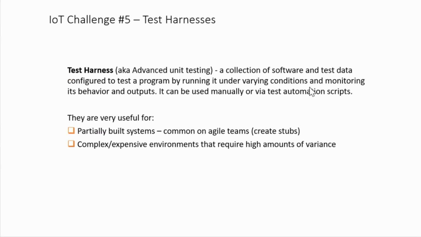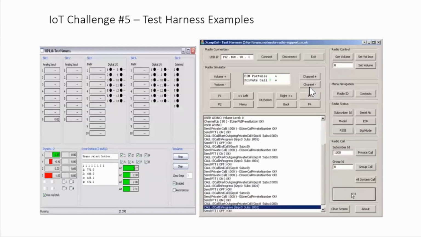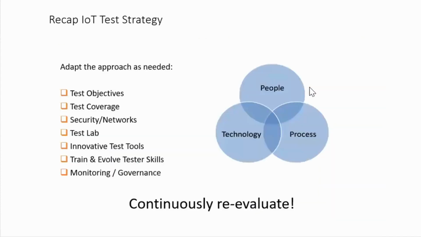So I call it advanced unit testing. It's a collection of software and test data, and it's used a lot for partially built systems, right? Where you create stubs. This was my saving grace for some very large IoT projects that I worked on for a couple of Fortune 500 companies. Pretty big, pretty exciting stuff. We carved out 3 months to build this very sophisticated test harness, and that enabled us to slingshot through a lot of our testing process. Any questions on that? Here are some screenshots of sample test harnesses. And yeah, basically, that's all I have.